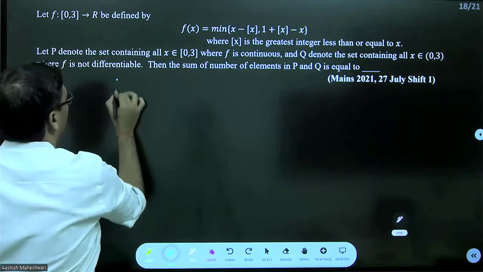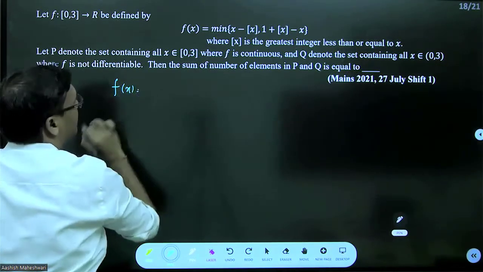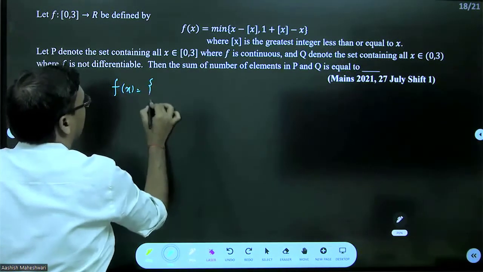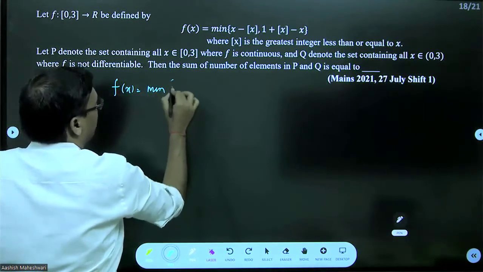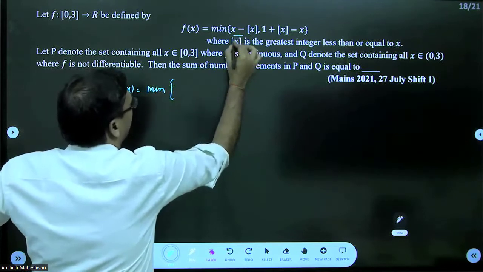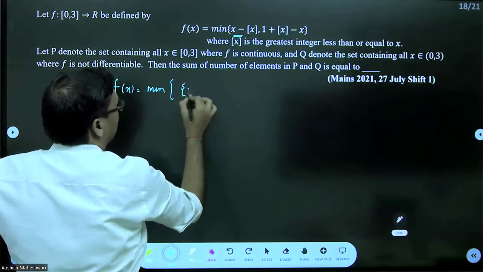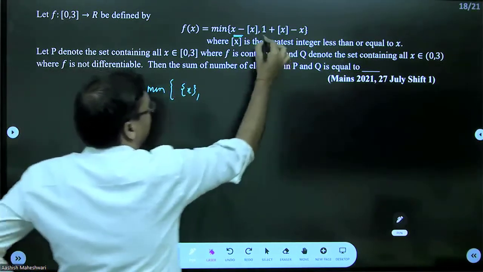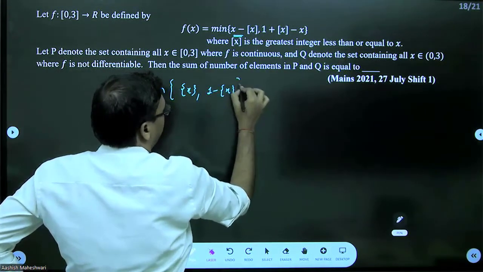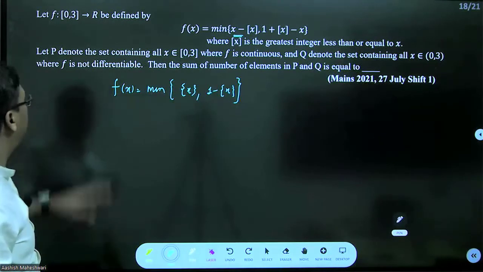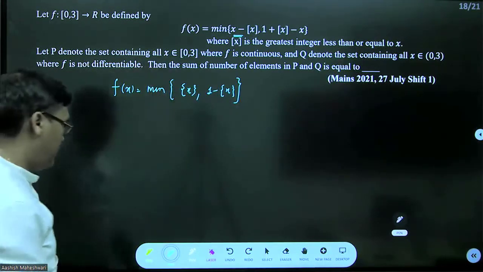So now first see here, we have to check the continuity and differentiability of the minimum of x minus box x, which is fractional x, and x minus box x again, which is 1 minus fractional x. And we have to just check in the interval 0 to 3.